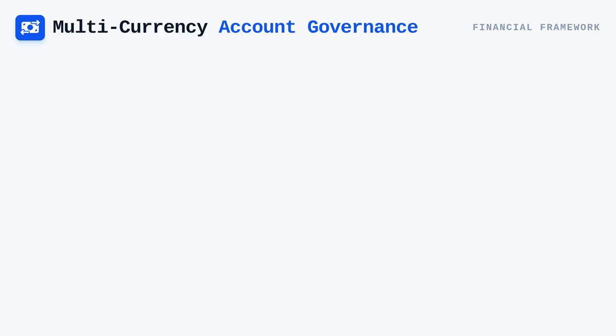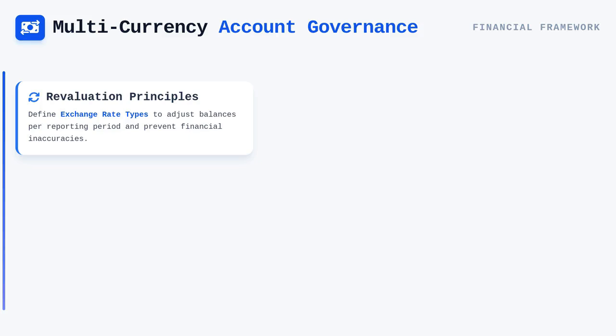Tracking multi-currency parameters represents the final layer of sophistication in bank account governance. When dealing with foreign currency accounts, you must specify the exchange rate type and revaluation principles that dictate how your balances are adjusted at the end of each reporting period.